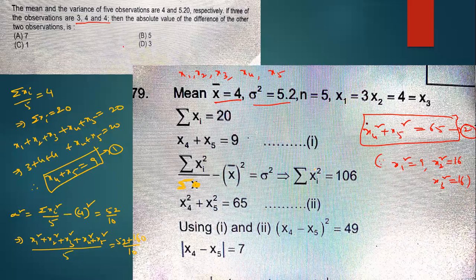Using 1 and 2, we can simplify x4 minus x5 whole square. You can get 49. Equation 1 is there; squaring on both sides, we can get 2ab. In this case, we can use a minus b whole square means a plus b whole square minus 4ab. You can apply that formula.